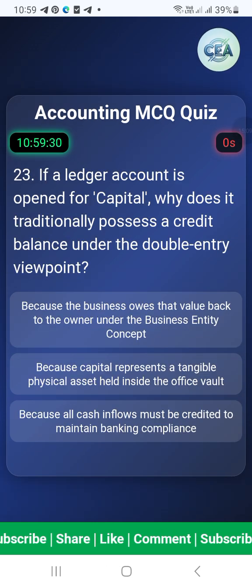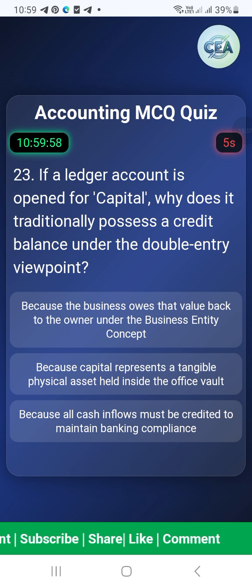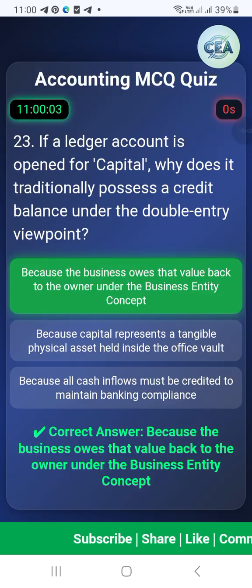23. If a ledger account is opened for capital, why does it traditionally possess a credit balance under the double entry viewpoint? Option 1. Because the business owes that value back to the owner under the business entity concept. Option 2. Because capital represents a tangible physical asset held inside the office vault. Option 3. Because all cash inflows must be credited to maintain banking compliance. Correct answer is because the business owes that value back to the owner under the business entity concept.